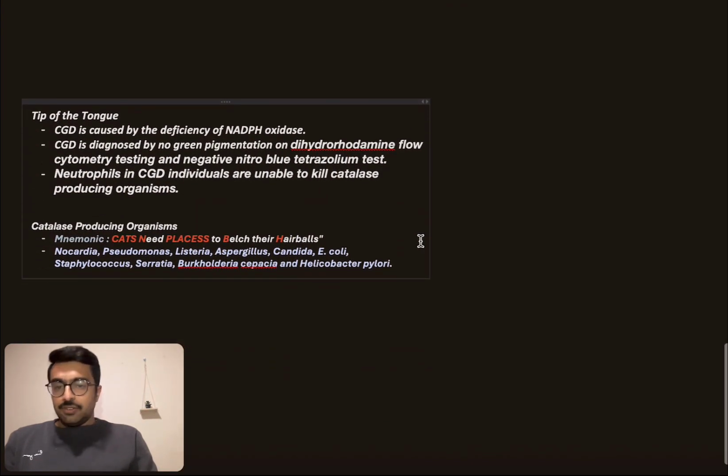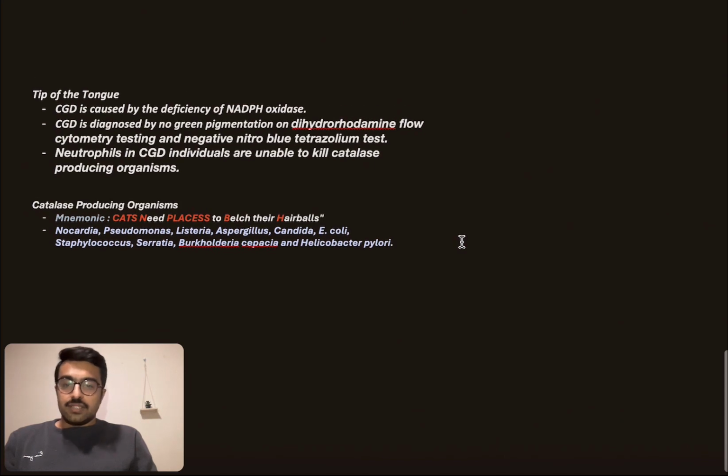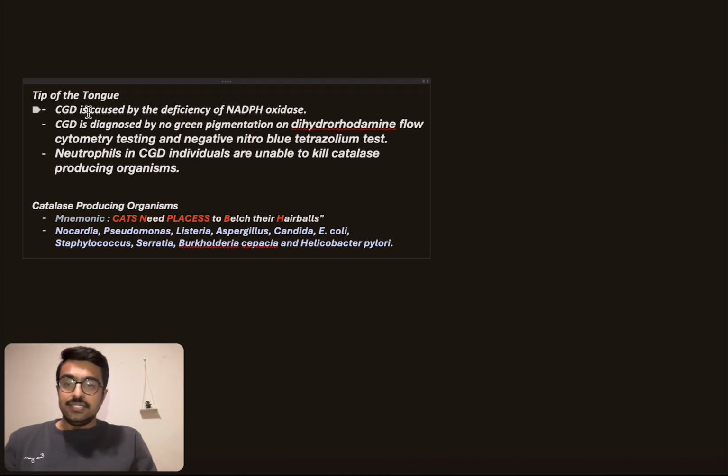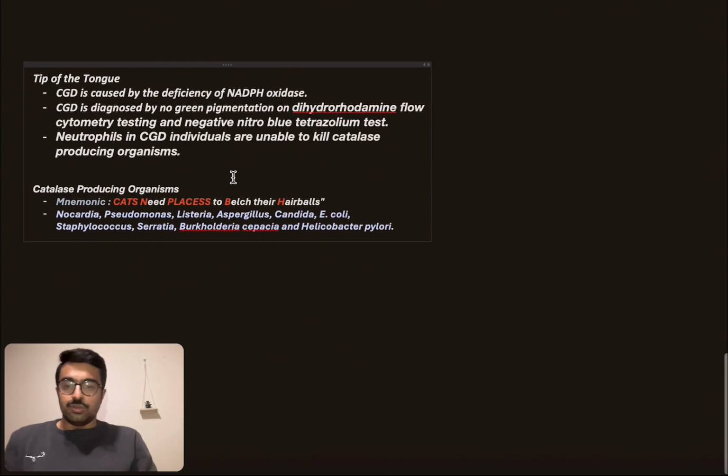So what you should have at the tip of your tongue, that you aren't allowed to forget as a medical student or the aspirant of competitive exams, is that CGD is the disease that is caused by the deficiency of NADPH oxidase. It is diagnosed by no green pigmentation on dihydrorhodamine flow cytometry testing and the negative nitroblue tetrazolium dye or test. Neutrophils in CGD are unable to kill the catalase producing organisms. So these are the most important points to read and digest from today's discussion.